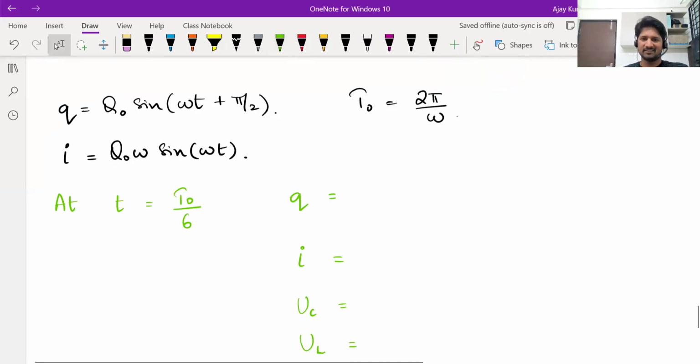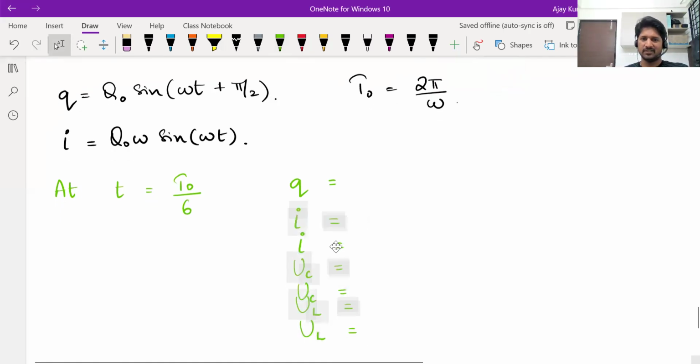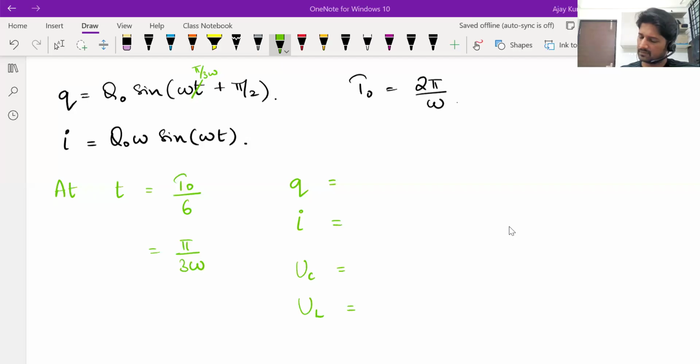These are very basic calculations that we are doing. You substitute the given time, the charge you get will be Q naught sine. Time is pi by 3 omega. Omega gets cancelled. Pi by 3 plus pi by 2. Pi by 2 is like 90 degrees. Rishi, how did this become 0? You answered 0. What is it, sir, calculation. Okay, now you tell me, what is sine theta plus 90 equal to?